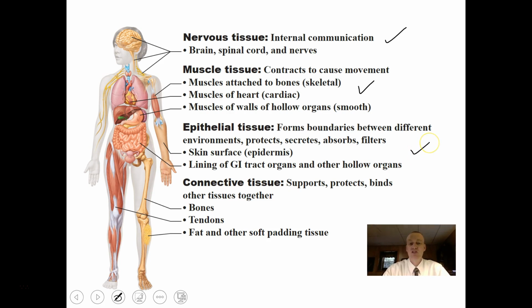Epithelial tissues are going to be found just about everywhere. They are all over the surface of your skin. They line all of your digestive organs from your mouth all the way to your anus. So they're found in many different locations. And connective tissues are found everywhere as well. Bones, tendons, ligaments, fat, blood, all of that's going to be connective tissue.